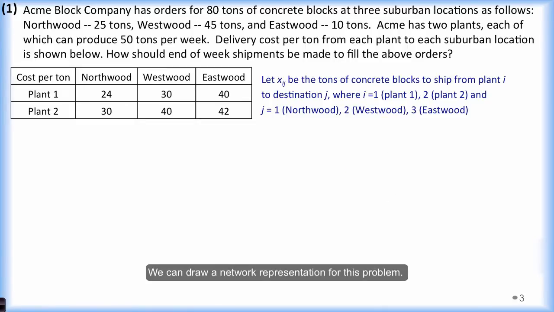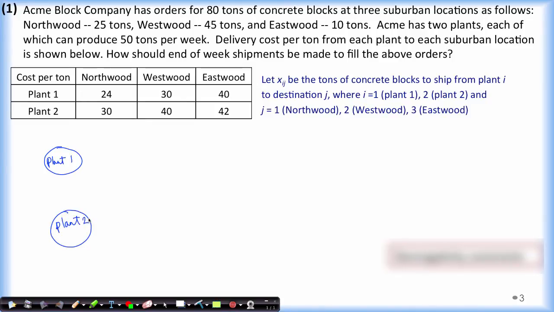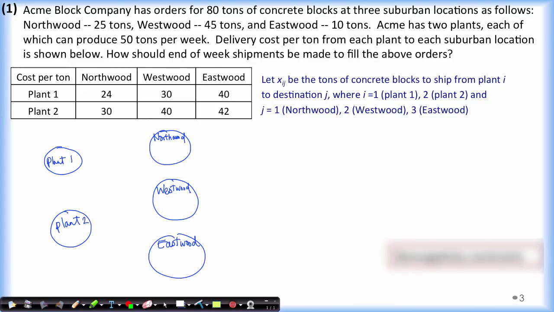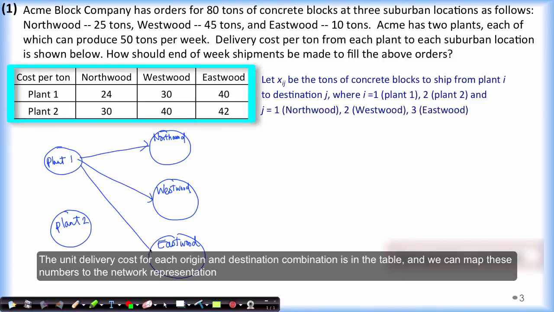We can first draw a network representation for this problem. There are two origins, plane 1 and plane 2. And we also have three destinations, Northwood, Westwood, and Eastwood. The unit delivery cost for each origin and destination combination is in the table, and we can map these numbers to the network representation.